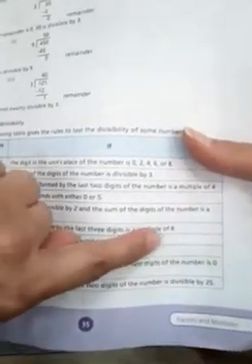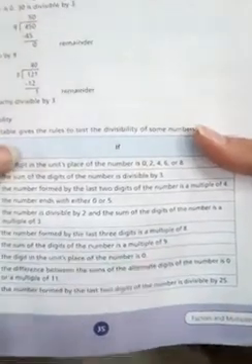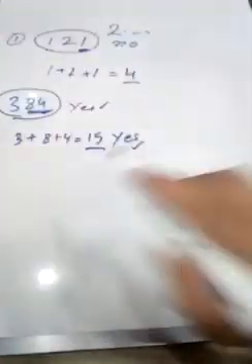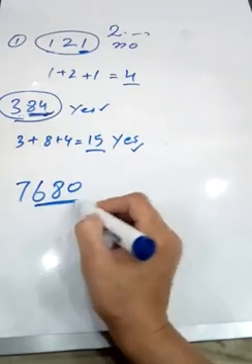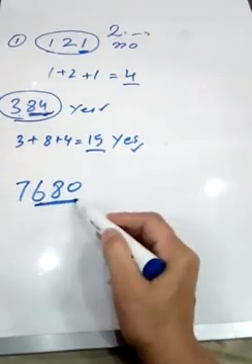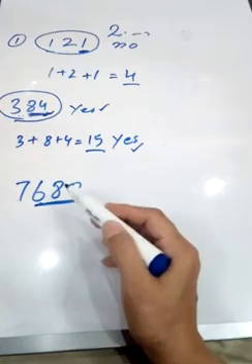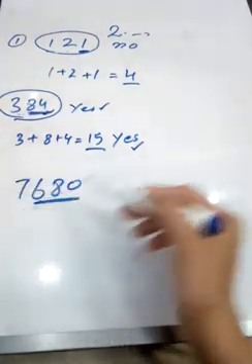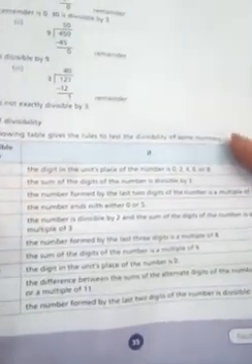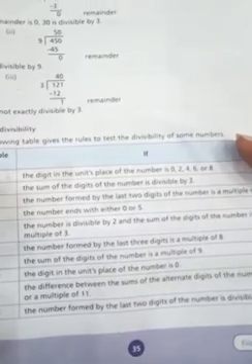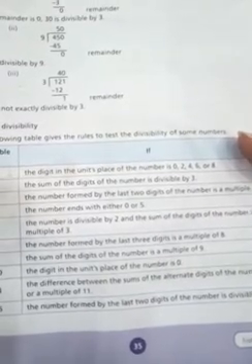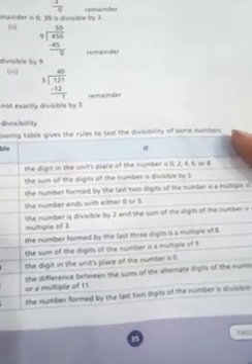For 8, the number formed by the last 3 digits is a multiple of 8. Look here, the number is 7680. Consider the last 3 digits. If those 3 digits are divisible by 8, it means that the whole number is divisible by the table of 8. Now move on to the divisibility test of 9. The divisibility test of 9 is the same as the divisibility test of 3. Just apply the rule of 3.